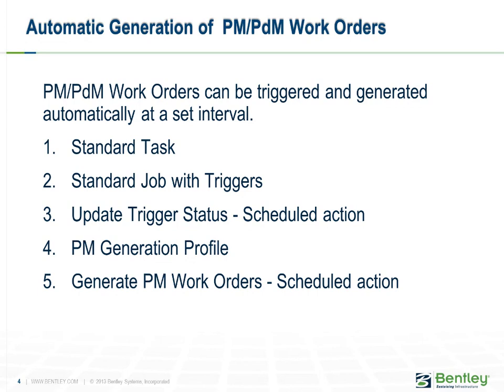PM generation profile, which is a set of criteria that determine what bundle of standard jobs will be triggered, and a scheduled action to generate PM work orders, which again is another background action that runs at a set interval and pattern that will automatically generate the work orders for each bundle of standard jobs. All 5 of these things must exist for work orders to generate automatically.